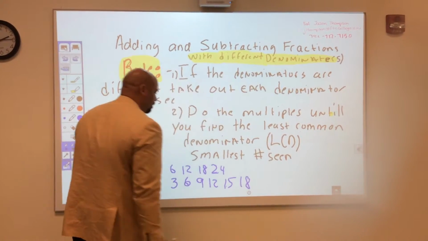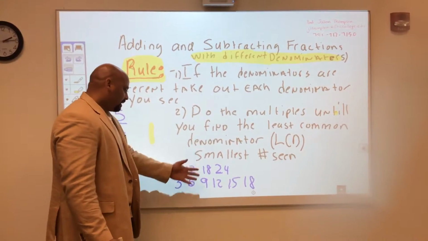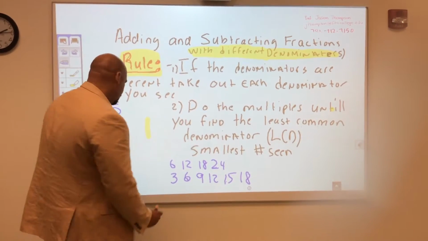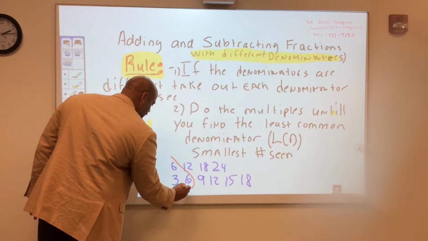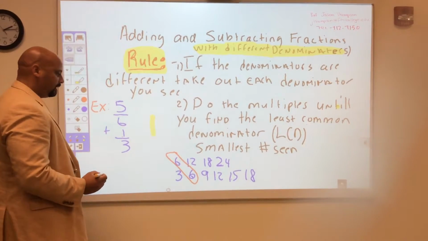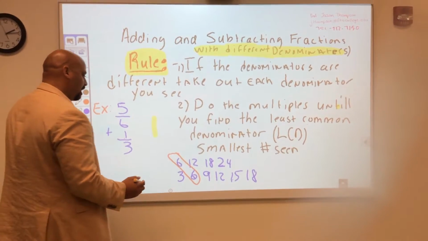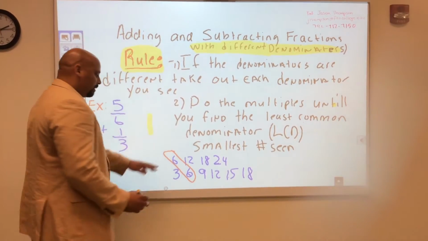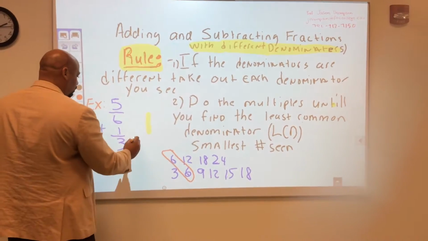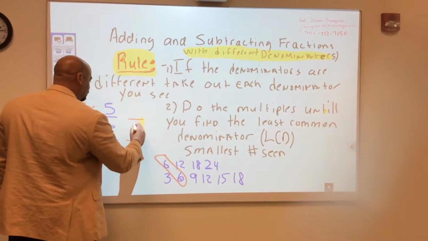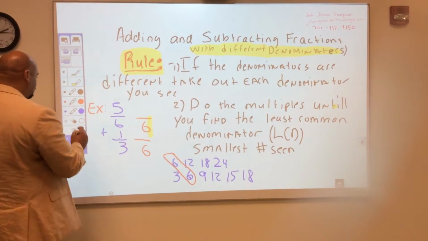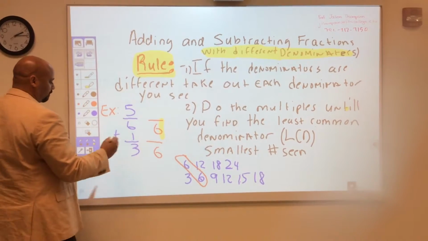Now we have to look for the smallest number they have in common. Well, they have a lot of numbers in common, but the smallest number they have in common would be the 6. Alright? So that's called the LCD. Now it is true that they have in common the 18 as well, but we want the smallest number. So that will be our new denominator, which will be now 6.